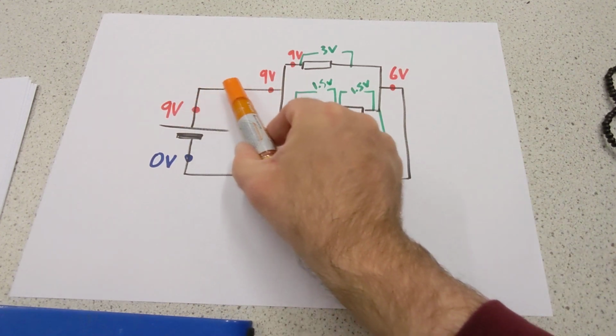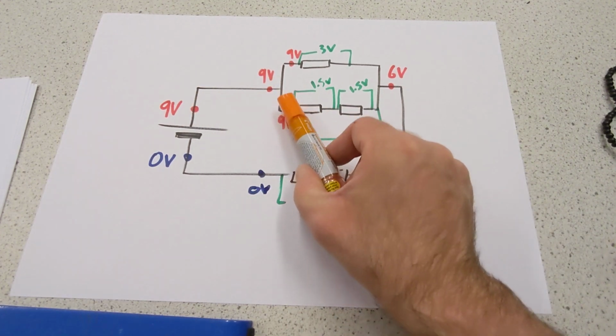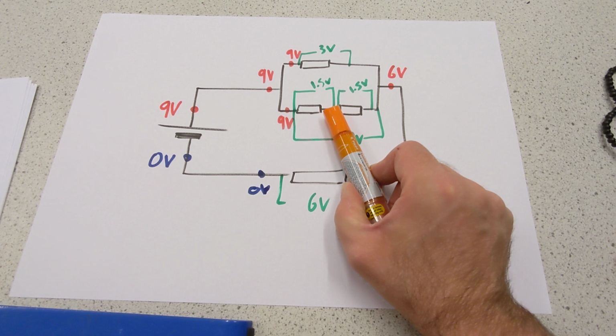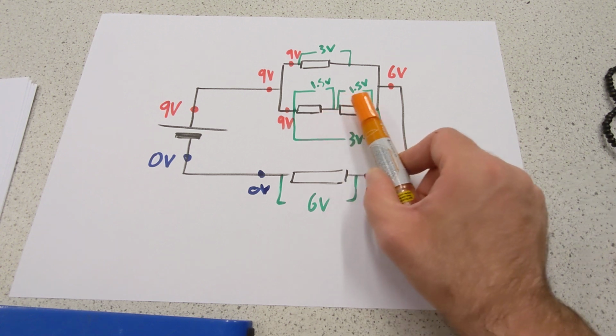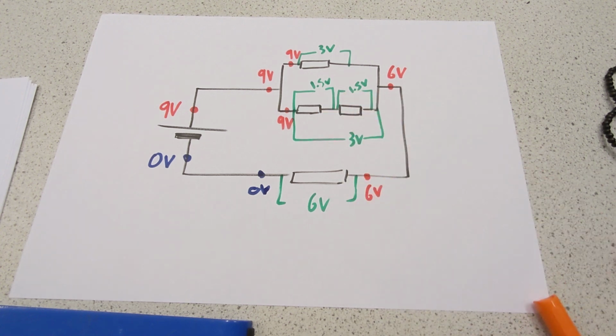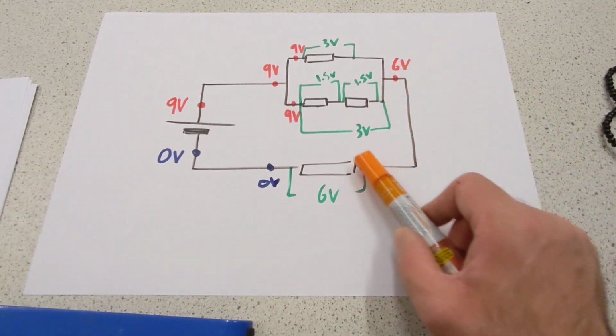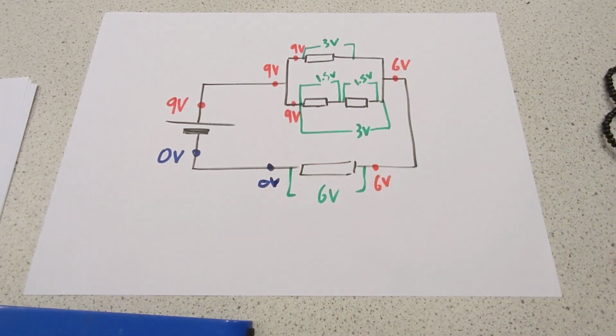If we go this way, we go from 9 volts potential, we drop 1.5 volts, so we're now at 7.5 volts. We drop another 1.5 volts, we're now at 6 volts. And then we go back up here, and so on. So this picture, using heights, I think is quite helpful.